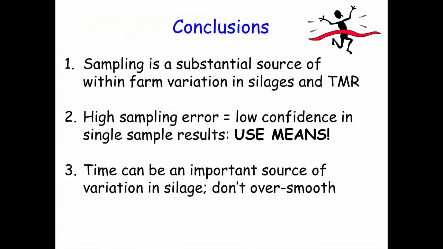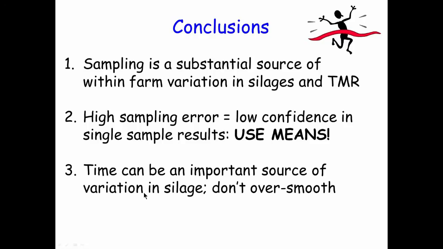So to wrap up, sampling is a substantial source of within-farm variation for silage. Also for TMRs, I didn't have time to go into that. Because sampling error is so high, you should have very low confidence in a single sample. I'm not saying taking samples and analyzing are a waste of time, and some people get that out of this talk, and that's exactly the opposite of what I mean to say. What I'm saying is we need multiple samples and a mean. Do not formulate diets based on a single sample, 2 or 3 samples.